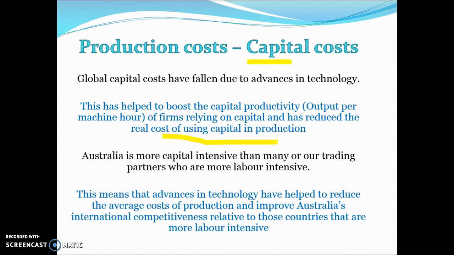This is particularly good for Australia because Australia is particularly capital intensive. So lower capital costs benefit Australia more than our trading partners, because they may be more labour intensive where we're generally more capital intensive. So advances in technology have helped to reduce the average cost of production, particularly in Australia, and boost our international competitiveness against more labour-intensive countries.